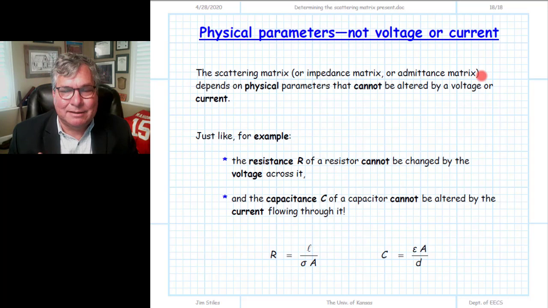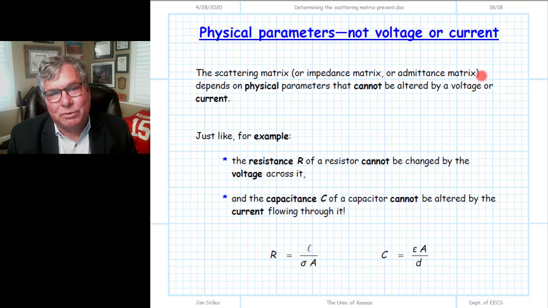But of course, that's a horrible interpretation of Ohm's law. It's not what Ohm's law says at all. We can't go through and alter the resistance of a resistor by placing a different voltage across it or a different current through it. Ohm's law is not a statement for how we manipulate the resistance of a resistor by selecting different voltages and currents.